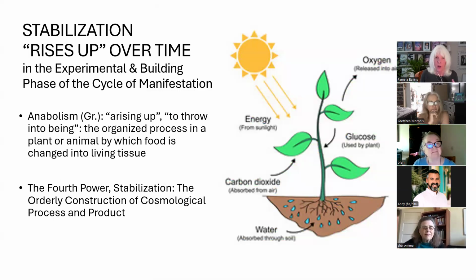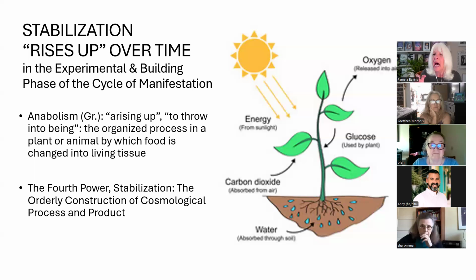Stabilization rises up. It also means rising up. Stabilization rises up over time in this experimental and building process, and this is part of the phase of the cycle of manifestation. And within this, the way stabilization rises up and continues is through this power called anabolism. And anabolism means a rising up. And it's creating, but at the same time it's creating, it's stabilizing. So a rising up, it also means to throw into being. The organized process in a plant or animal by which food is changed into living tissue. That's an example of anabolism.